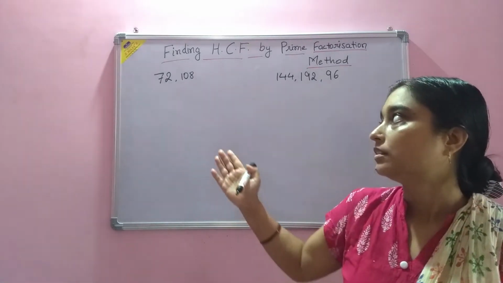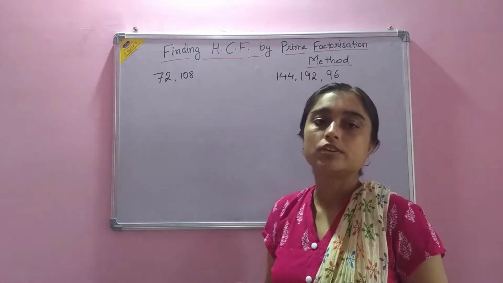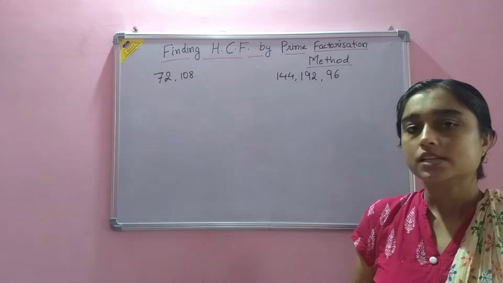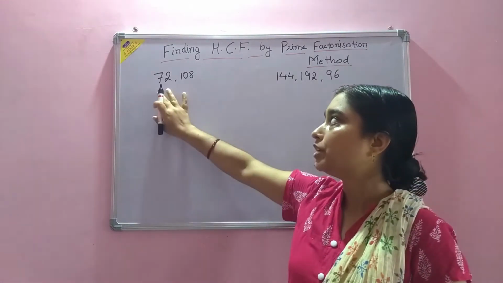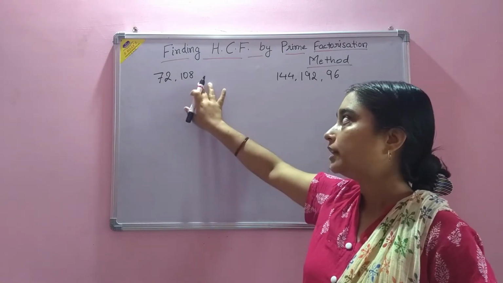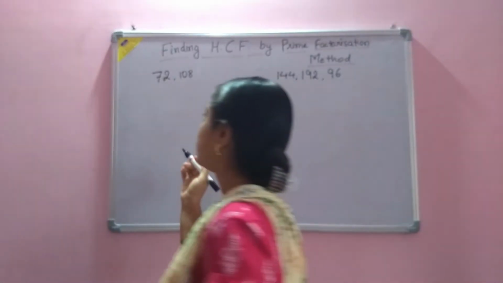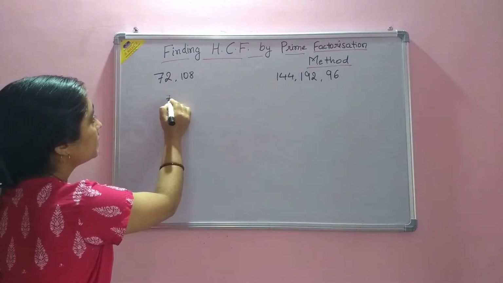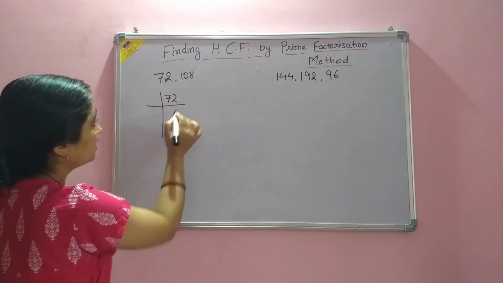Okay. First example is 72 and 108. Out of these we have to find the HCF. See how I am doing. There are two ways. In one way we will separately find the prime factors of 72 and then we will find the prime factors of 108. See, one way is that we will take 72 and find its prime factors.